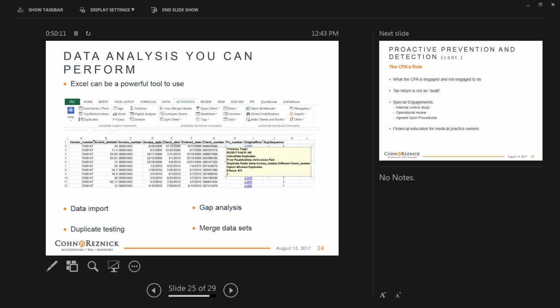And what we did is, one of the tests that I mentioned before is a duplicate test. We ran a test where we extracted all the disbursement information from QuickBooks, put it into Excel, and then ran an Active Data filter against it where we looked for items that had the same invoice number but different check amounts, the same invoice number but different vendor names, and other related vendor tests. And the one test that popped out a lot of these red flags to us was when we looked at the same invoice number with different check numbers.